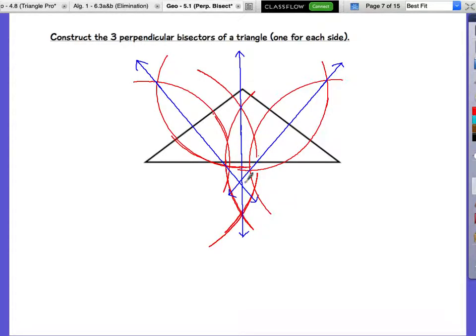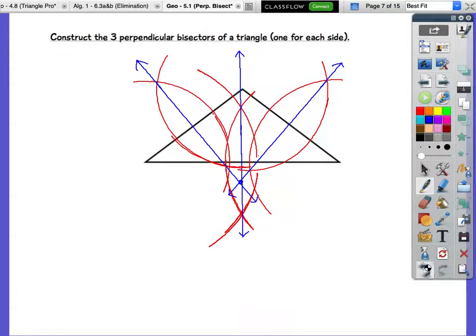Everybody look at mine real quick. It was more accurate on my paper, but on the whiteboard it's a lot harder to keep this compass from moving than it is with your compasses. But they should all three intersect at the same point, and as you can see, they were very close to all three lines intersecting at the same point. I made three perpendicular bisectors in blue here.